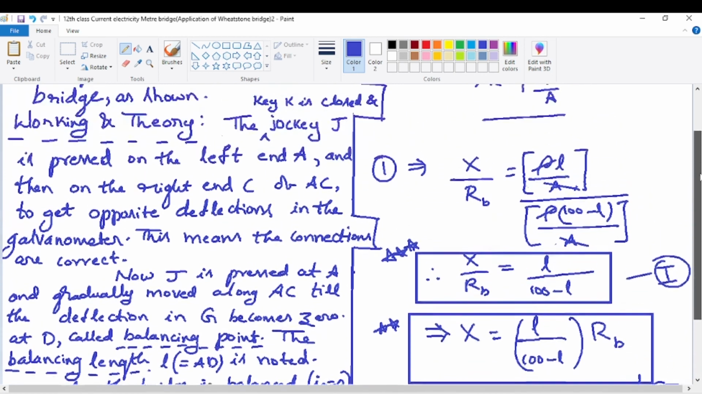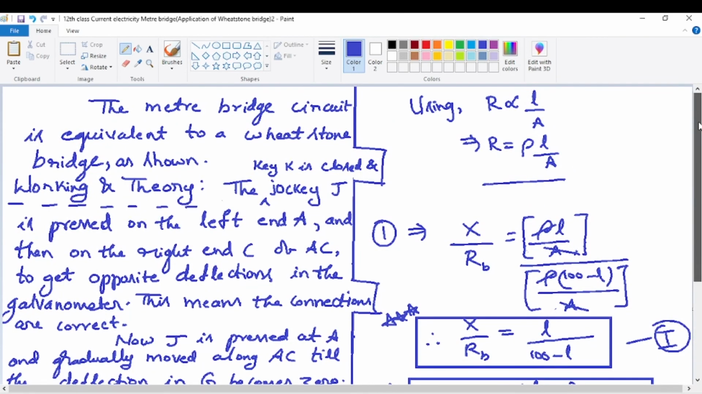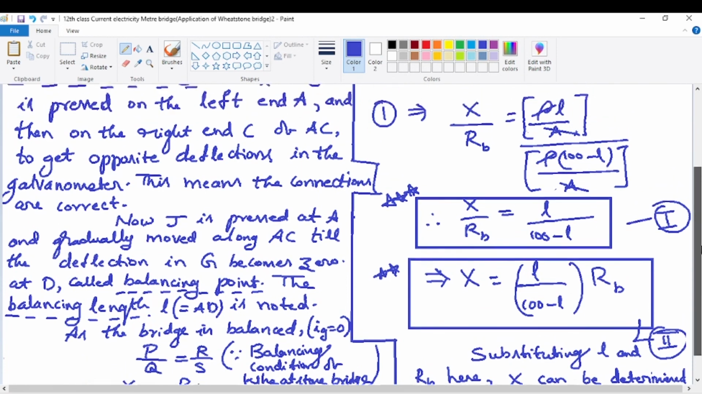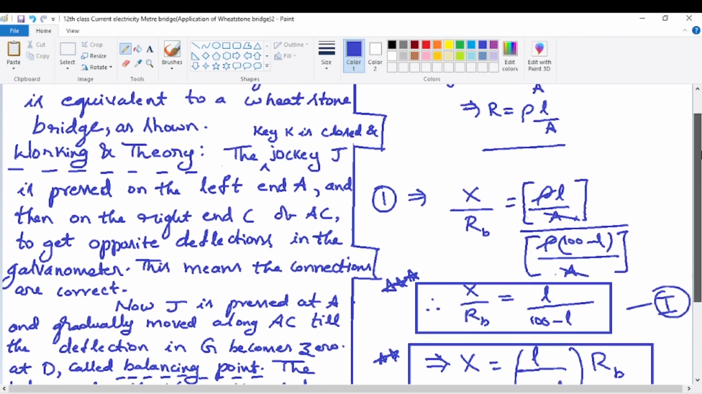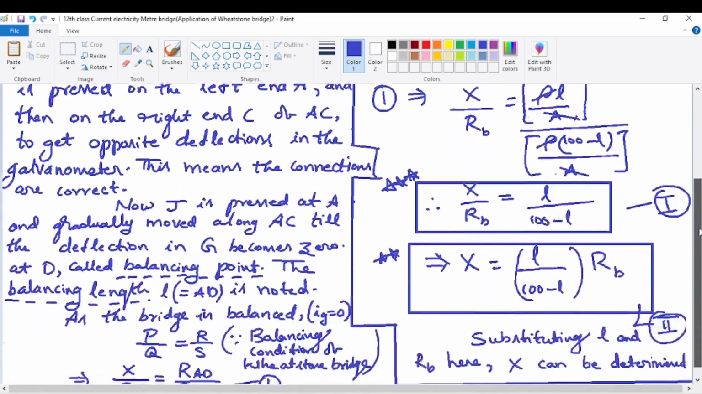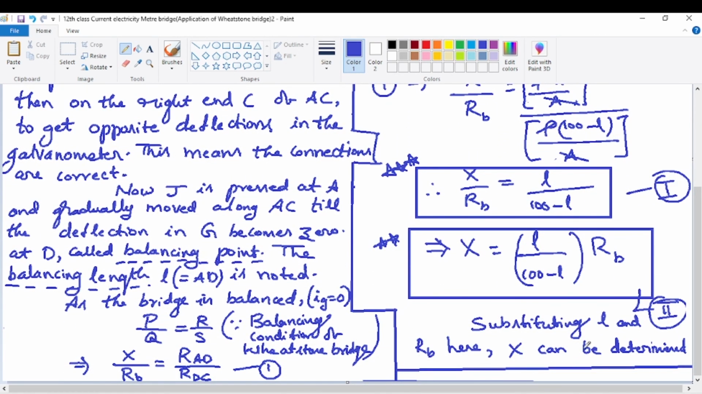Just once again see the second page. It starts here. First you have to take the left hand side as it is. Everything should be written in the exam. And next the right hand side. It starts here using R proportional to L by A, and then the final step here: substituting L and RB, X can be determined. That's all. So this is almost the 50th or 51st minute. For both the pages you have to take snapshots and write down the running notes. Quickly write down the running notes and then attend the next topic.